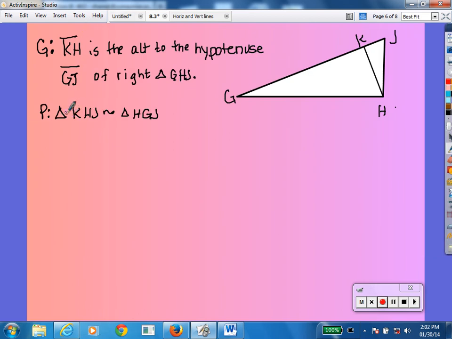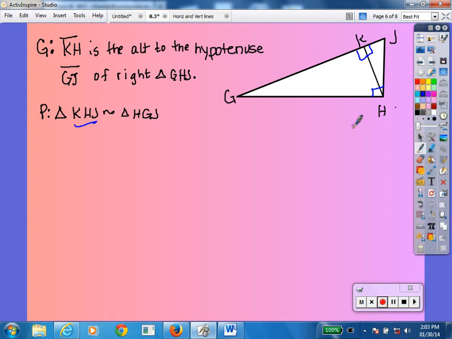And here's what we have for this one. We have given that KH is the altitude to the hypotenuse. If it's the altitude to the hypotenuse, here's what we know. This is a right angle because a hypotenuse is opposite the right angle of a right triangle. No other triangles have a hypotenuse, only right triangles. And the altitude is going to form a right angle here and here. Now we're trying to prove that KHJ, which is this little one, is similar to HGJ. That's the big one.